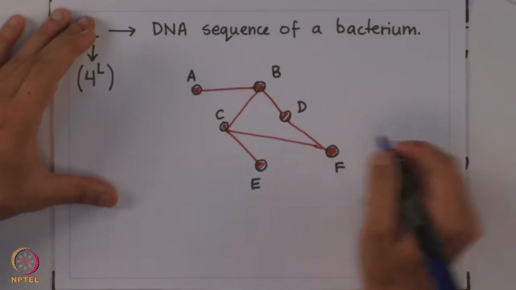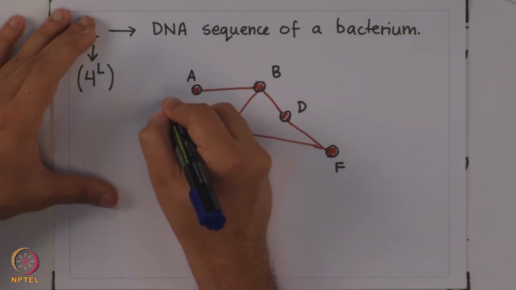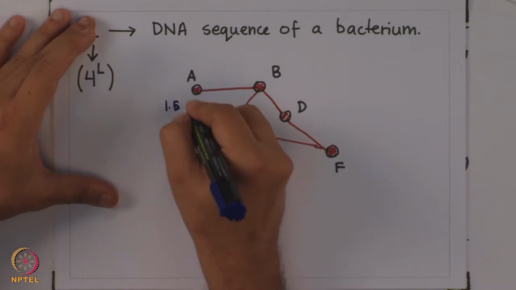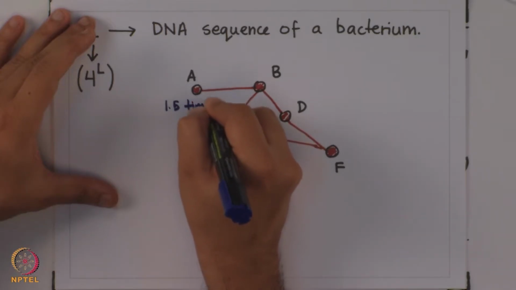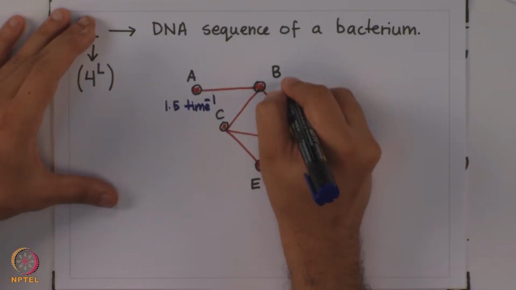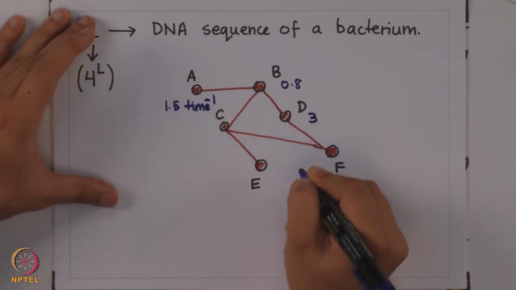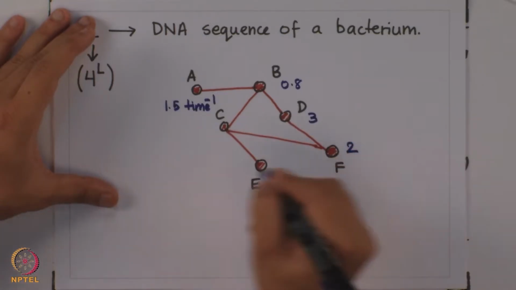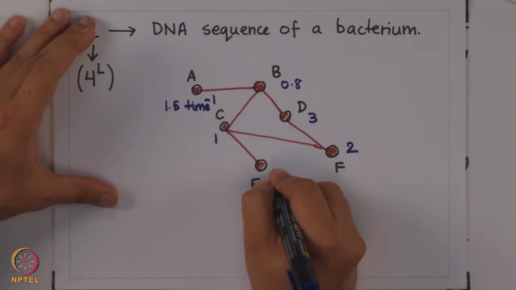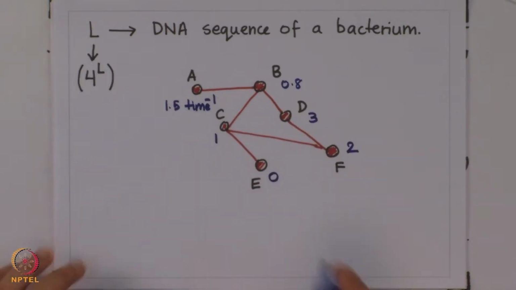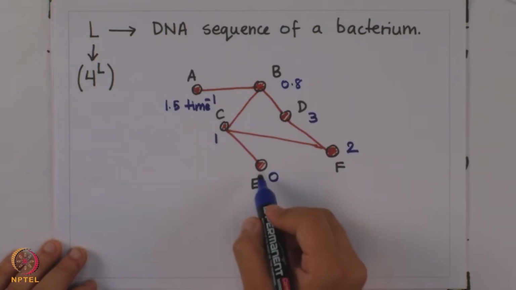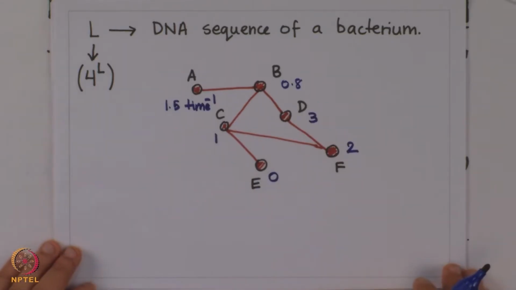So, let us just write down the growth rates associated with each particular sequence, that is each particular node that we have in our graph. Alright. So, let us say sequence A grows at 1.5, and the units for the growth rate will be time inverse, we are not specifying units. B could be maybe 0.8, D is 3, F is 2, C is 1 and E is 0. So, these numbers represent the growth rates associated with the sequence that each node is representing.